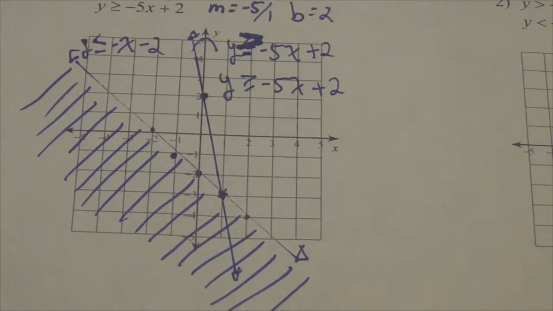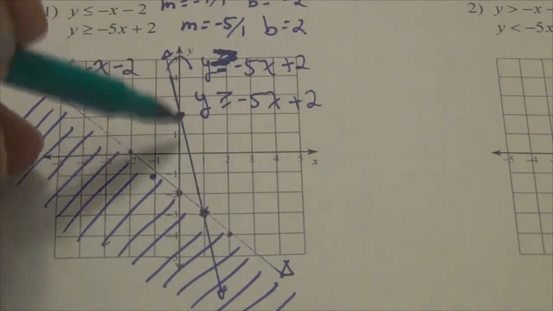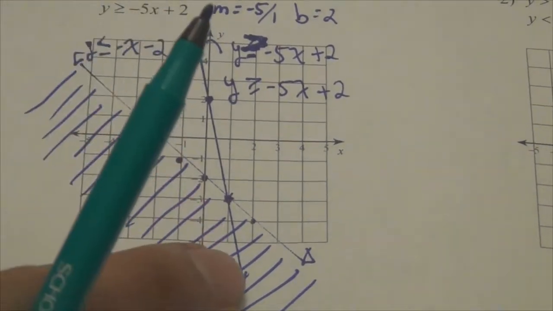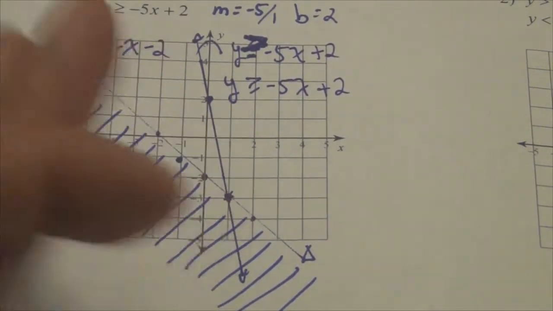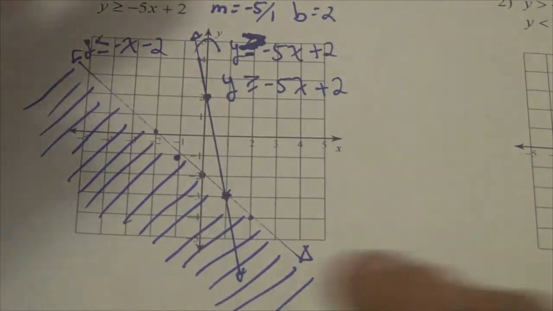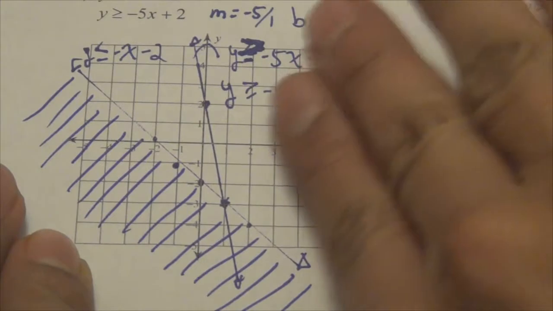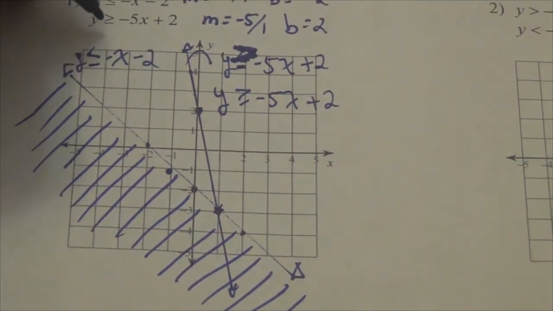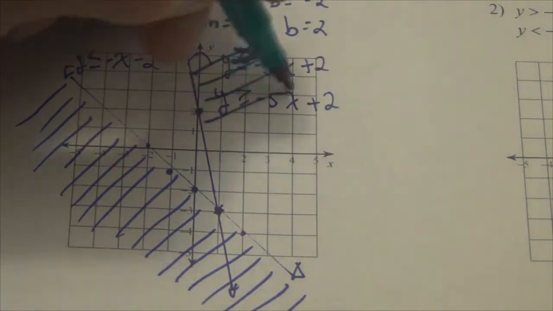All right. And the other one says y is greater than negative 5x plus 2. Greater than. Well, I see that the line is going down to the right. So that means that if the line was a little more over here, this would be the bottom part, and this would be the greater part. So since I have y is greater than, I'm going to shade the greater part. So this one gets shaded.